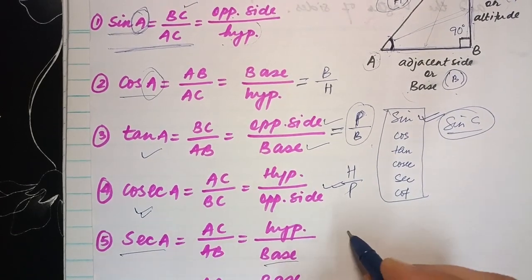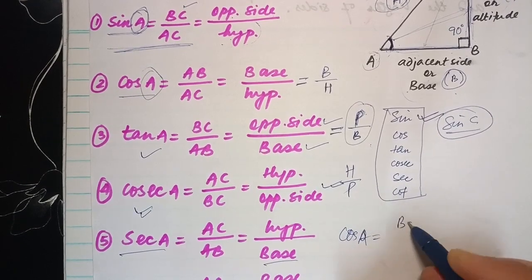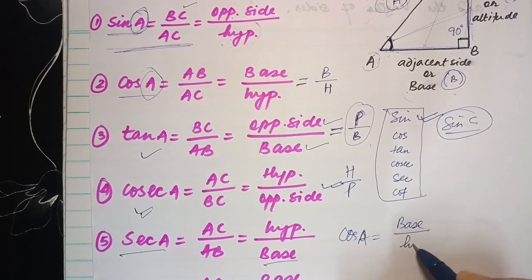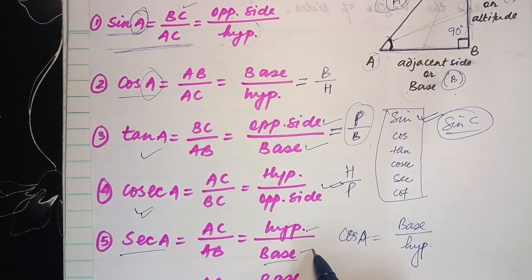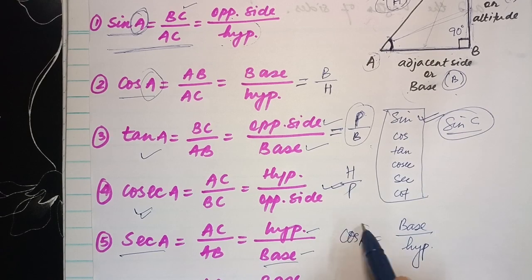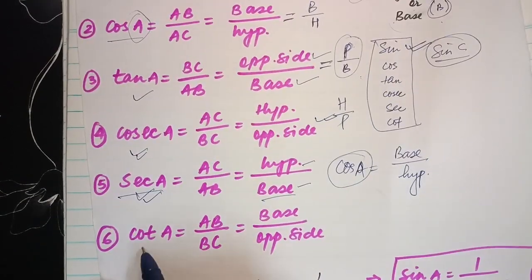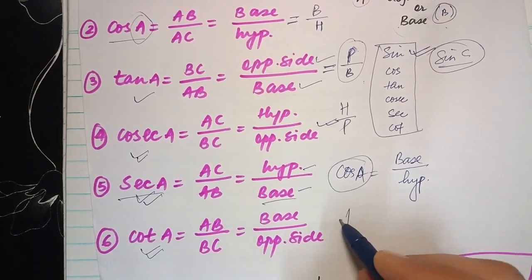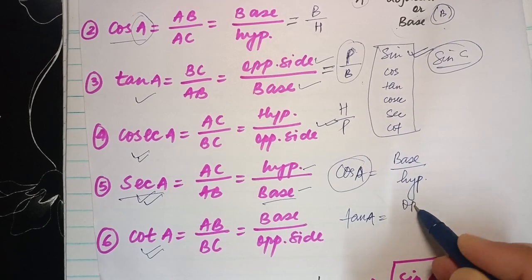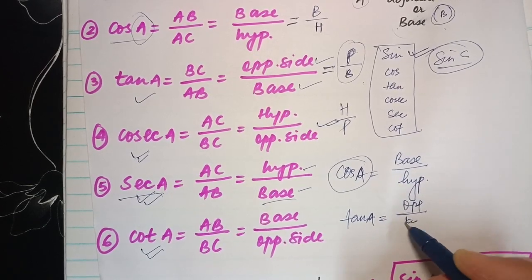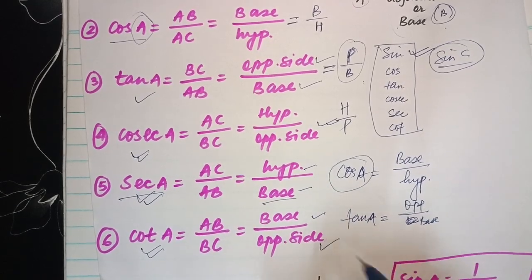Now there will be sec. Sec is opposite to cos. Cos was base by hypotenuse. Then sec will be hypotenuse by base. So this will be upside down, and then this becomes sec. Similarly, one more ratio is there, that is known as cot. Cot is opposite to tan. Tan is opposite by base, so cot becomes base by opposite.